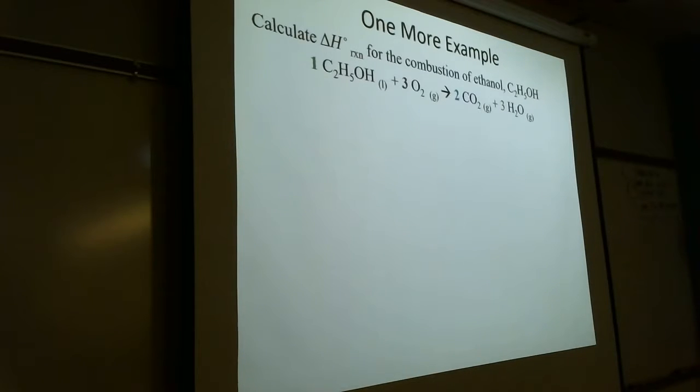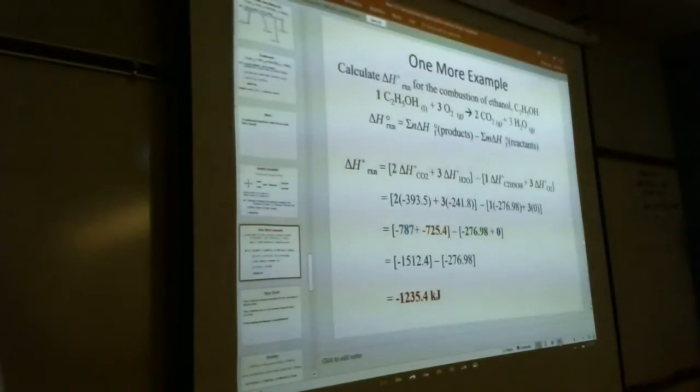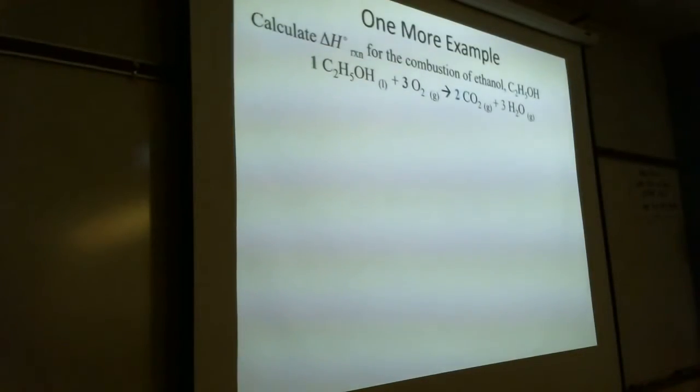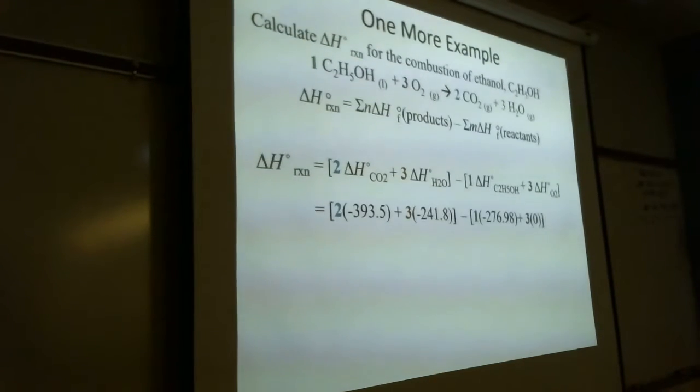All right, so I want you to try this one. Calculate delta H for the combustion of ethanol. I've even given you the equation already. So I'll pause it. Let you try it. Let's see what we got. So we're looking up, again, your sig figs might vary on the heats of formation just because of difference in reference table used, but I don't think it's going to be a significant difference.